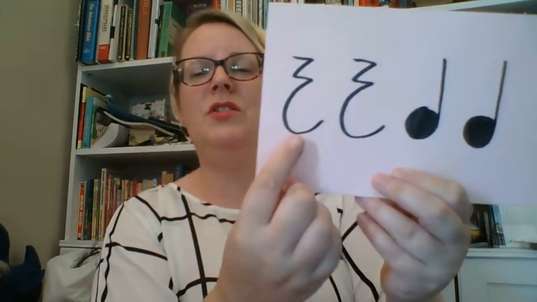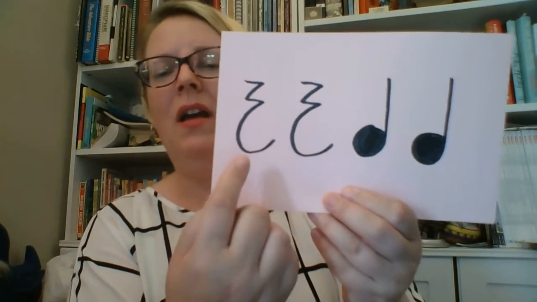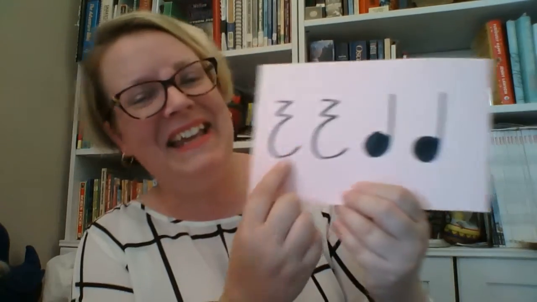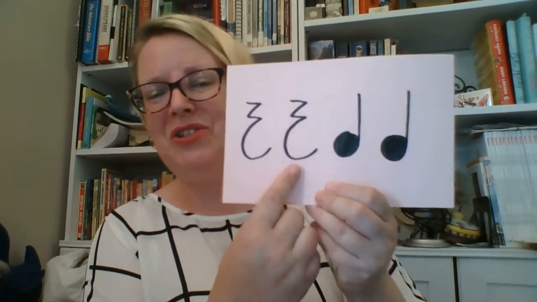Okay, are you ready to do it with me? 1, 2, here we go. Ta. Well, that wasn't right, was it? Well, what should I say when I read this? Yes, it should be shh. 1, 2, try again. Shh, shh, ta, ta. There we go, we did it, very nice.